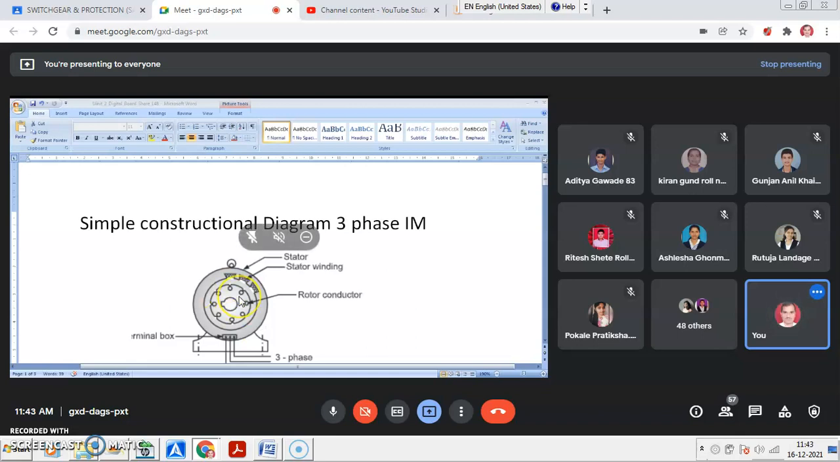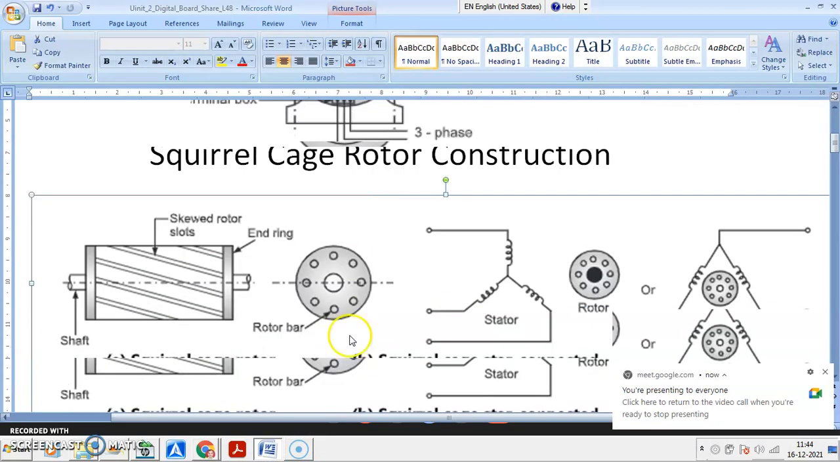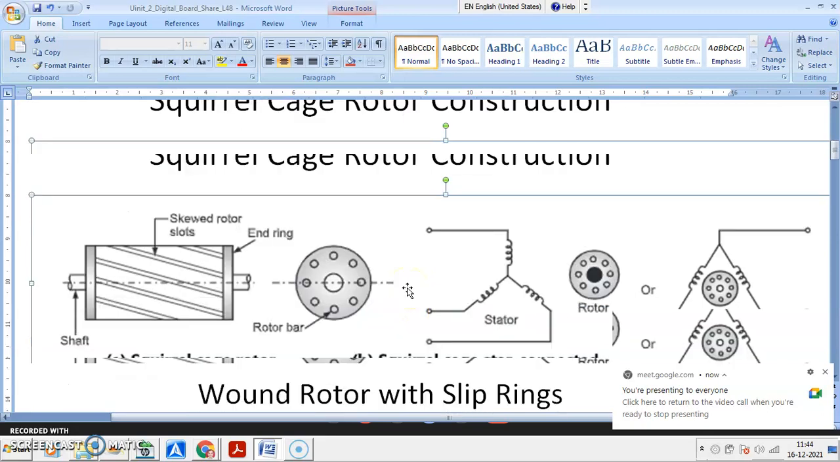Then rotor, either squirrel cage or wound rotor. It is made up of good quality copper winding. Rotor itself having winding or rotor bars. And you are having the three-phase connection, terminals brought out for the purpose of connection. As far as rotor construction is concerned.